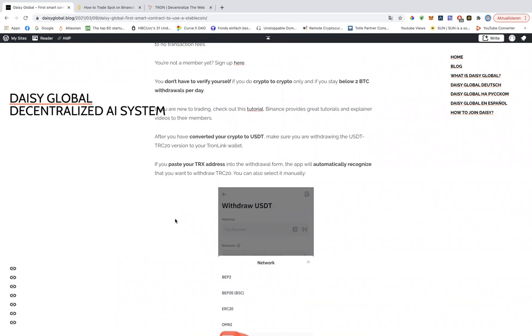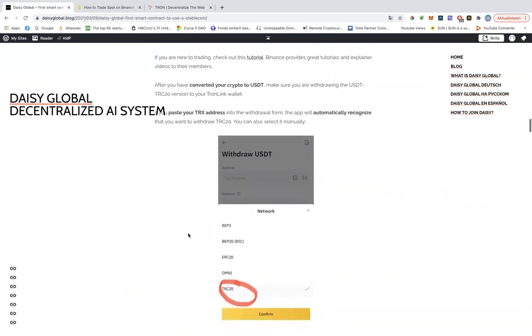With your Bitcoin, with your Ethereum. And before you withdraw, make sure you withdraw the right version of USDT. And this is the TRC20 version, right? Well, if you paste your Tron address into the withdrawal form, it will recognize it's TRC20 automatically, okay?